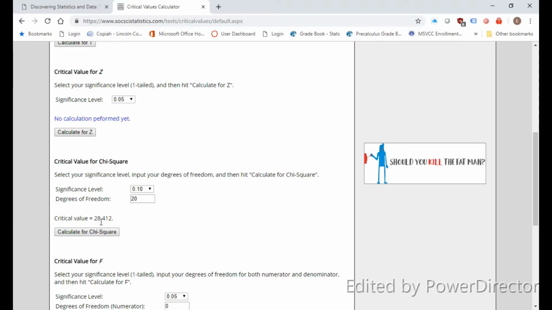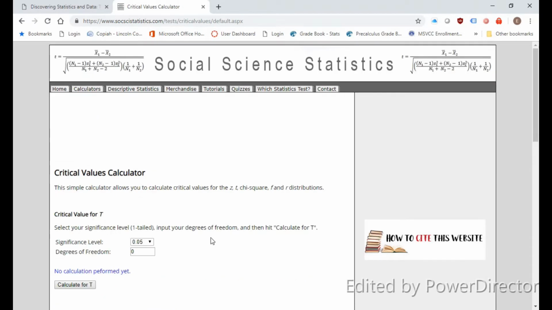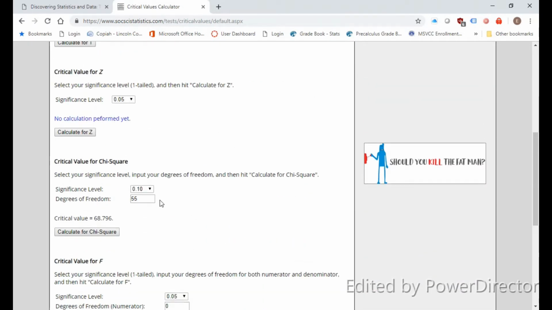What this website probably has in the background is a calculus formula the person who wrote it typed in, and whenever we put the numbers in, it just gives us the answers we need. So what we would need is degrees of freedom of 55. This is going to be one of our answers, the one that's sub 0.1. We might have an issue, but we'll see. Sub 0.1. So that's our critical value, 68.796.